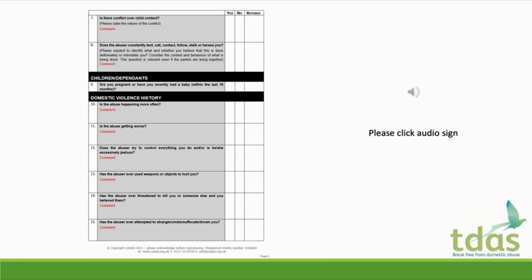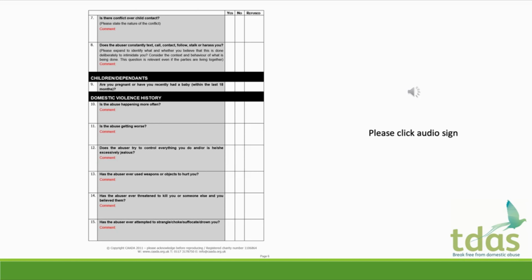Question 14 asks, has the abuser ever threatened to kill you or somebody else and you believe them? Include threats sent by text, email, social media. The crucial element to satisfy a yes response is that the victim held the belief that the abuser meant the threat and or was capable of carrying it out. Consider that threats may come from multiple individuals in cases of honour-based violence. The victim will know the abuser well, so it is important to ascertain their fears. They may minimise the threats.